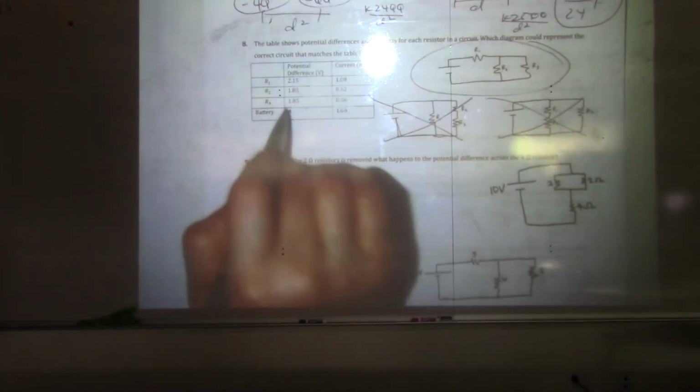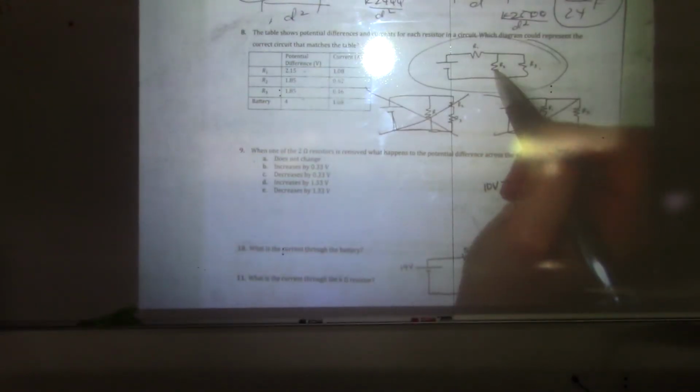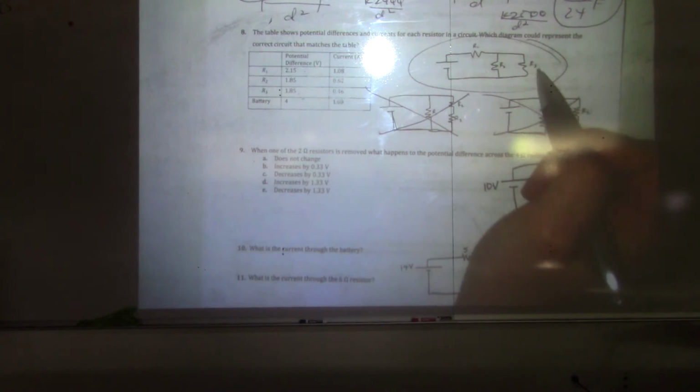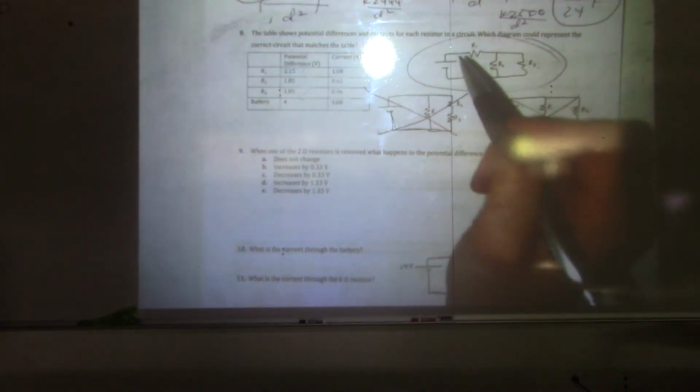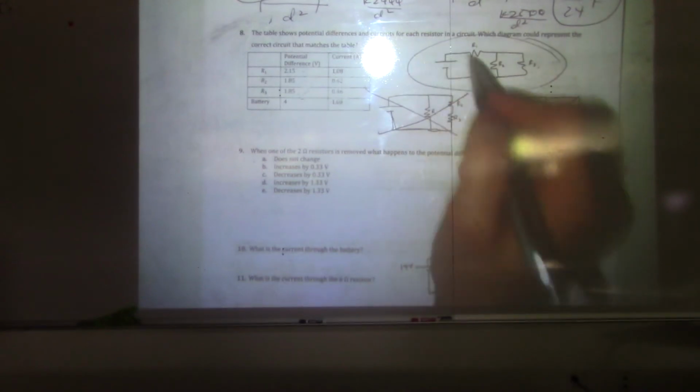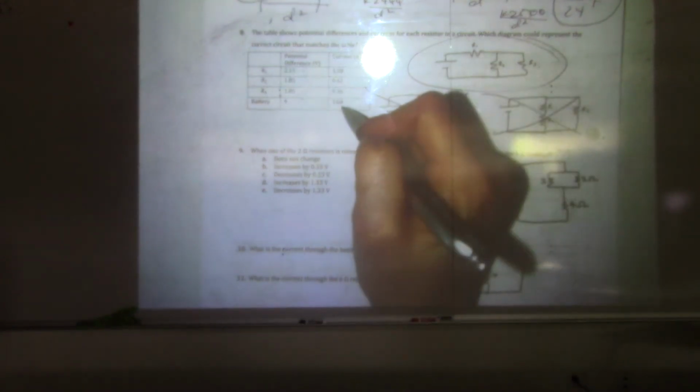But let's talk about why this makes sense. So nobody gets the total voltage. You notice that R2 and R3 are the same voltage, which makes sense. They have to be in parallel, so that had to be true. It also makes sense that this guy has the total current, right? Battery current and R1 are the same, so we knew that R1 had to get the total current.